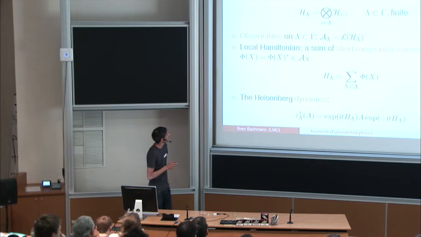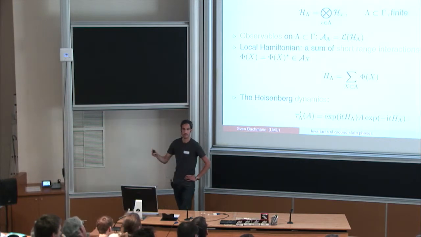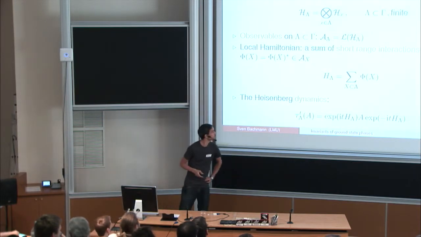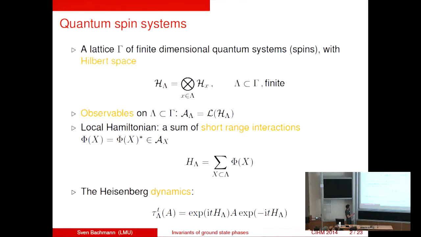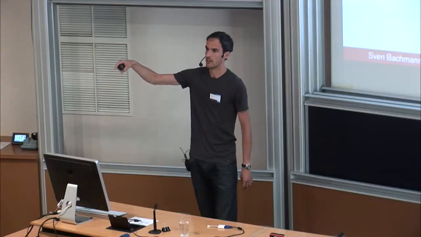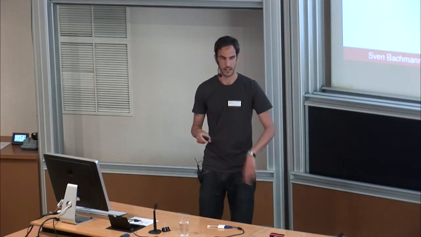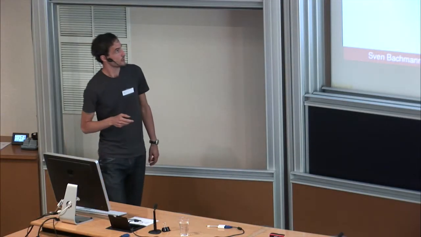And at each point of my lattice, I have a finite dimensional quantum system of Hilbert space h_x, like here. And as long as I have a finite subsystem of my lattice, I'll call always Lambda are going to be finite subsystems, and Gamma are going to be the infinite systems. The Hilbert space is just a tensor product of the local Hilbert spaces at each point x within Lambda. So that's for the Hilbert space.